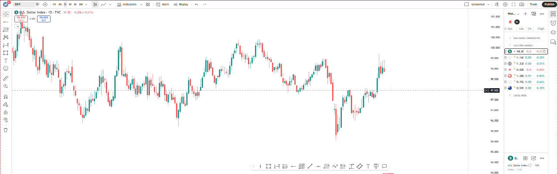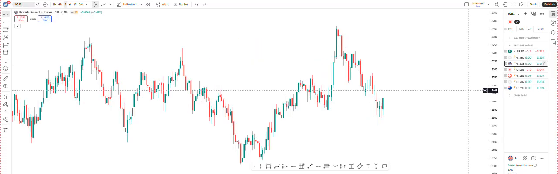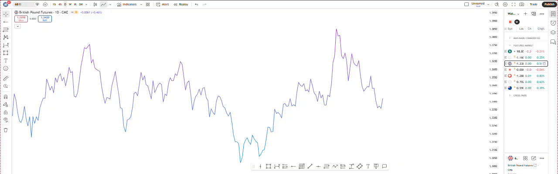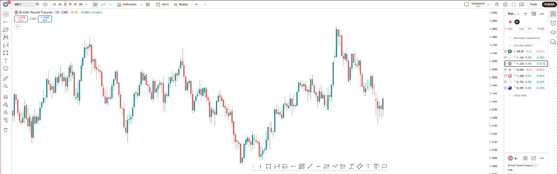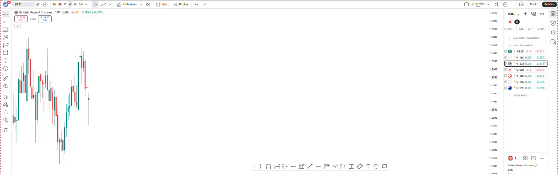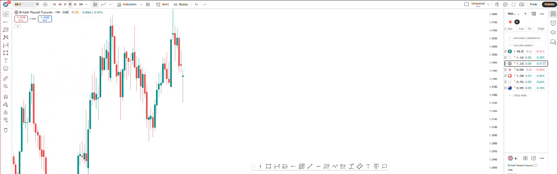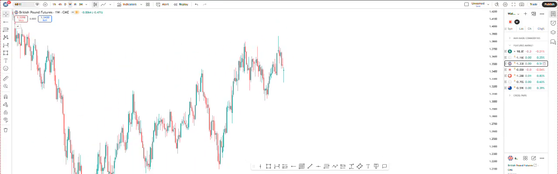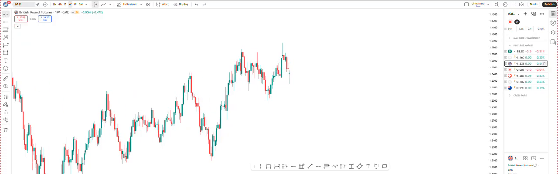And when you look at the pounds, the pound also is looking juicy. The euro chart is also similar to this.